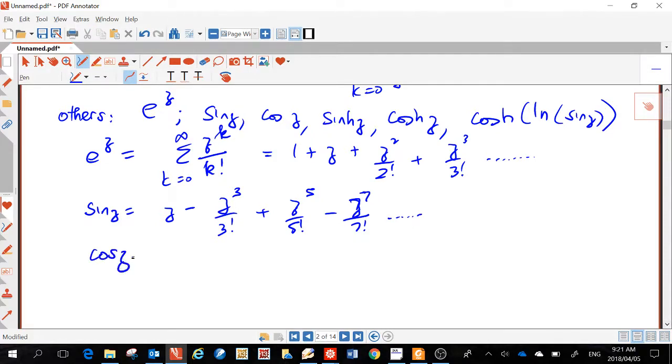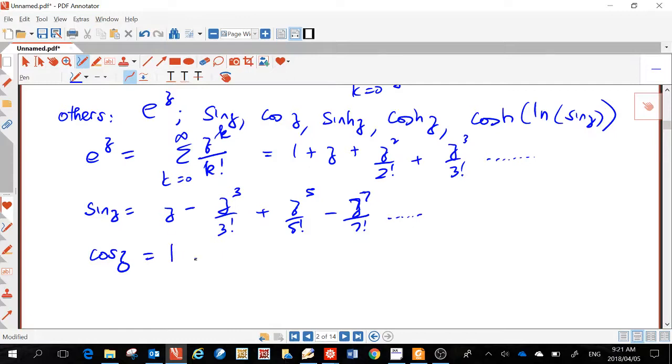Cos z. If I can't remember cos z, I can get the answer from sine z. How do you think so? Think of a way to get the answer from this. Suppose you can't remember the expansion of cos z. I can differentiate sine z. What's the derivative of sine z? Cos z. If I do this, the derivative will be the cos z answer.